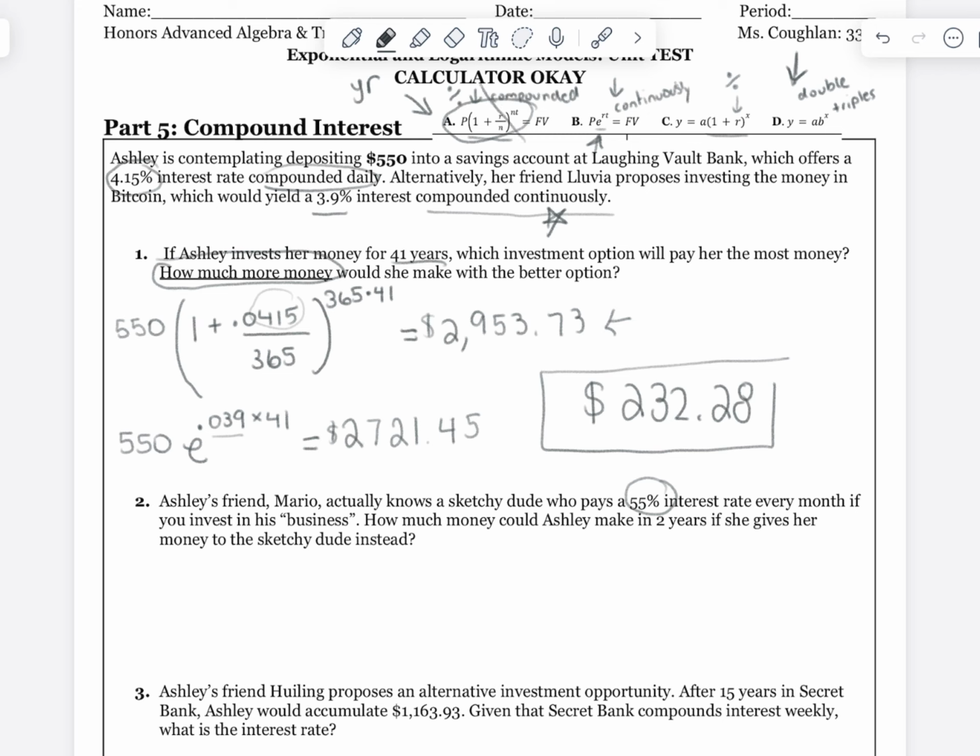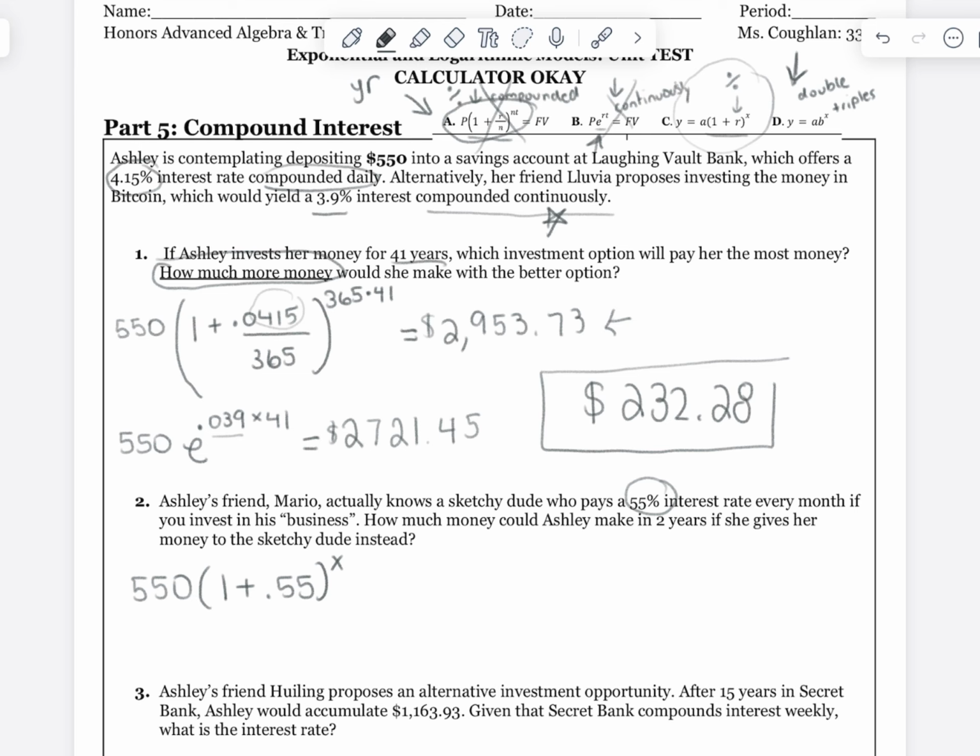So it can be that first one. And the only other one that it can be is continuously. It can't be that because we don't have the word continuously. So the only other one that has the word percentage is C. So we have the initial value is still 550. That's how much Ashley has. Times 1 plus 0.55 to the power of x.